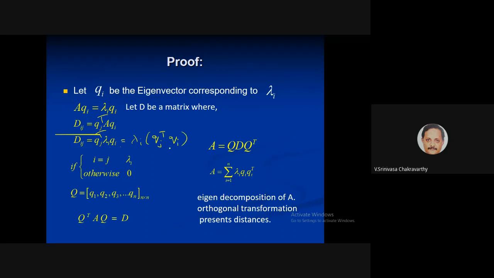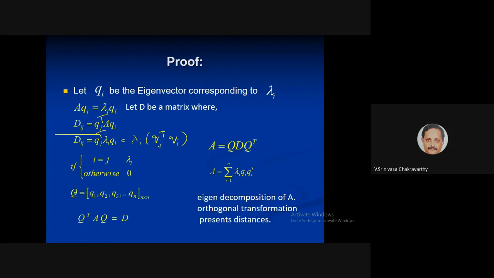Now Qj transpose Qi, if i is not equal to j, this is 0 because the Qj's are all orthogonal, they form an orthogonal system. If Qj and Qi are the same, j and i are the same, then they are of unit length. So we have Qj transpose Qi is equal to 1. Therefore, Dij is equal to lambda i for i equal to j, otherwise it's 0. So this is a diagonal matrix with the eigenvalues as the diagonal terms.